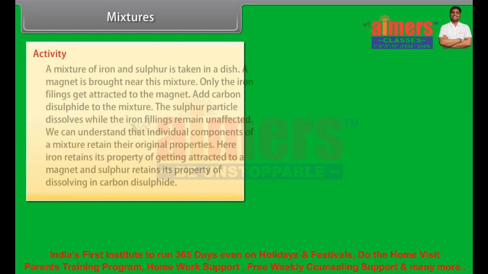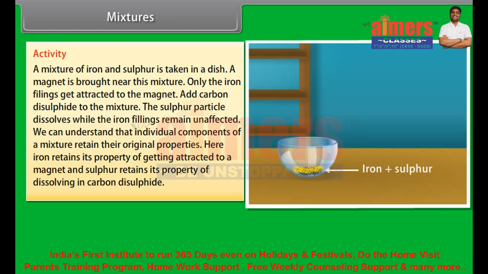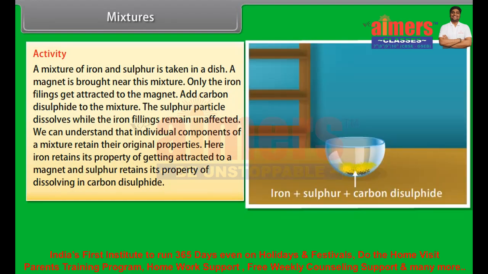Activity. A mixture of iron and sulfur is taken in a dish. A magnet is brought near this mixture. What happens to the mixture? Only the iron filings get attracted to the magnet. Add carbon disulfide to the mixture. What do you notice? The sulfur particles dissolve while the iron filings remain unaffected.